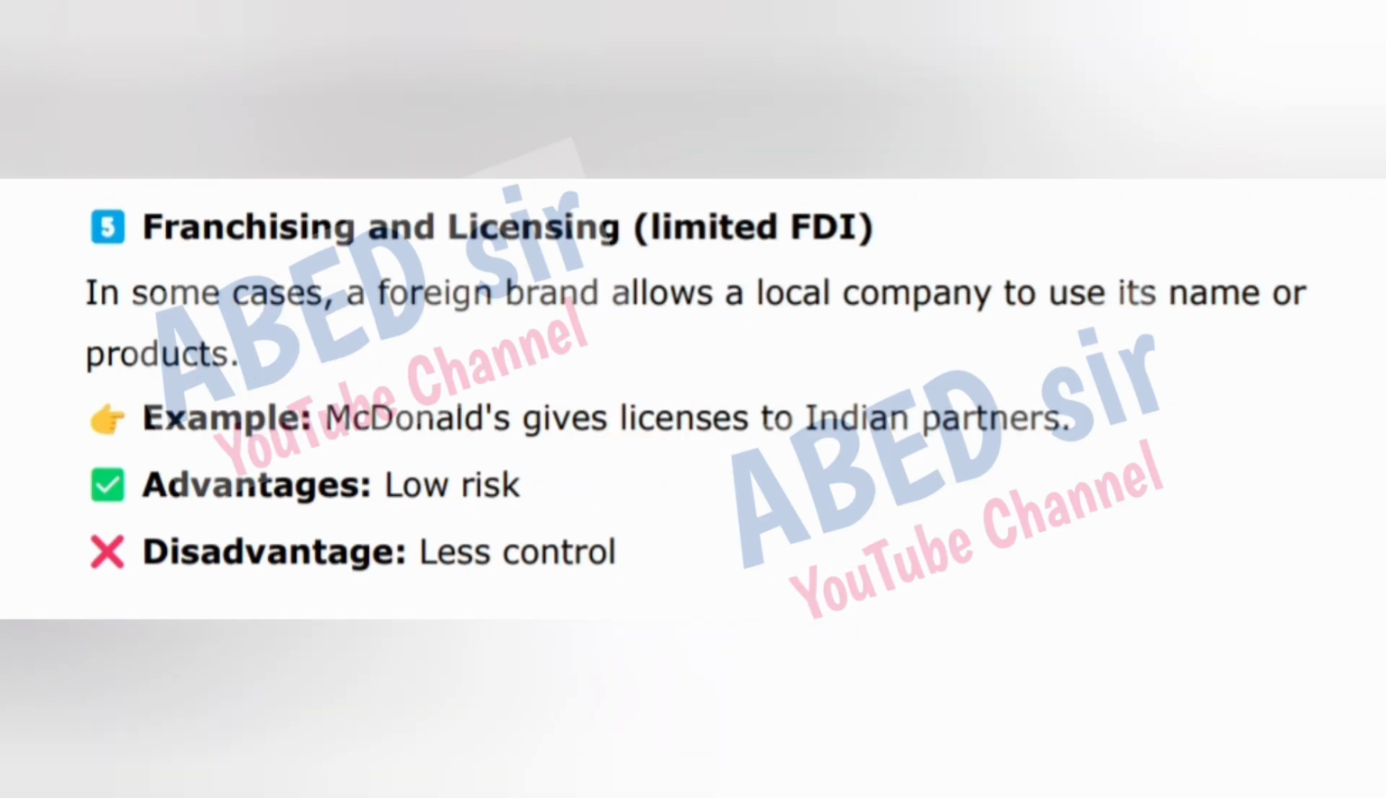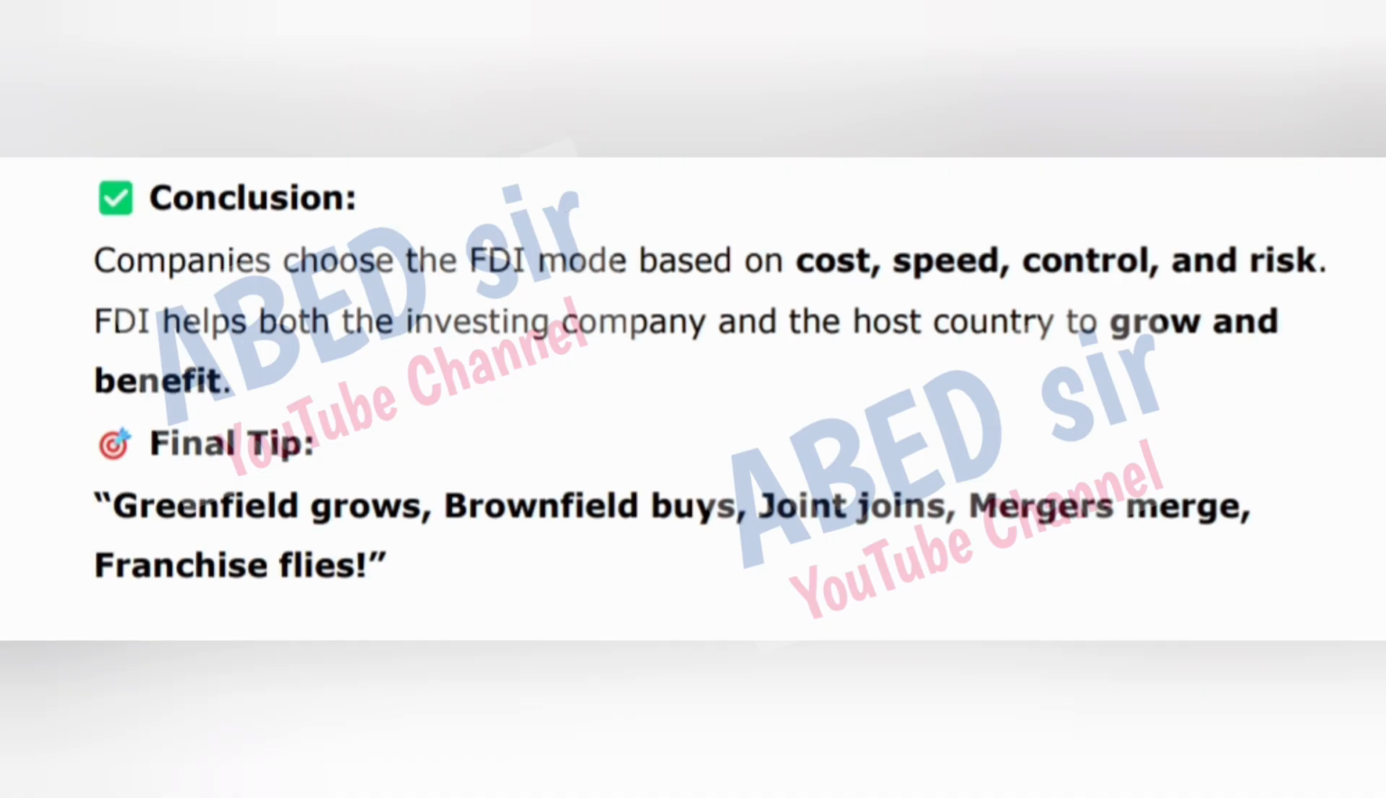5. Franchising and licensing, limited FDI. In some cases, a foreign brand allows a local company to use its name or products. Example, McDonald's gives licenses to Indian partners. Advantages: low risk. Disadvantage: less control.